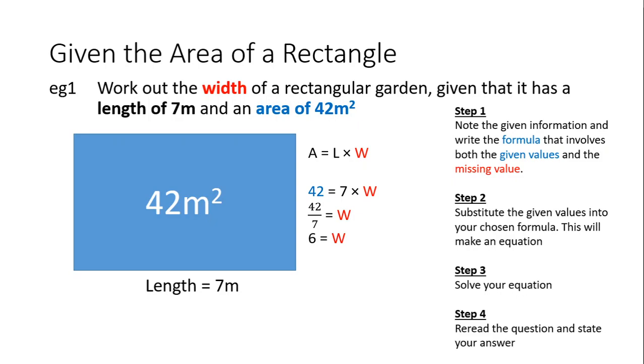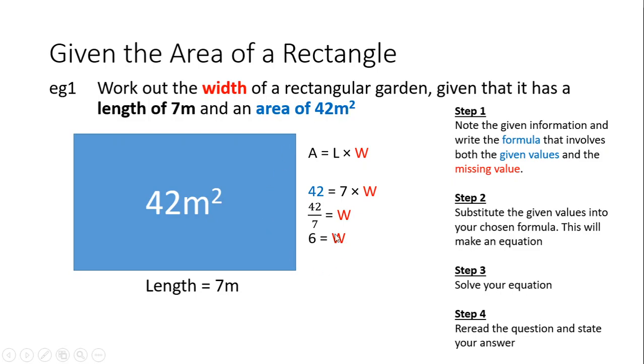Really important to take this next step because a lot of people forget. They think, I've done the working, I'm done. Always finish by rereading the question and stating your answer, just to make sure that you really have answered that question. So our question was to work out the width of the rectangular garden, given that it has a length of 7 meters and an area of 42 meters squared.